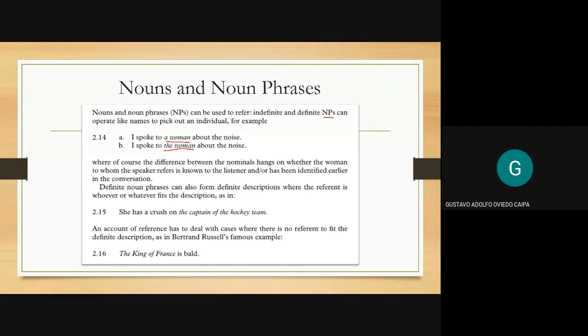Okay, so it says where, of course, the difference between the nominals hangs on whether the woman to whom the speaker refers is known to the listener or has been identified earlier in the conversation. So that's easy to understand. Definite noun phrases can also form definite descriptions. So definite descriptions. This will be a key word here. The referent is whoever or whatever fits the description, right?